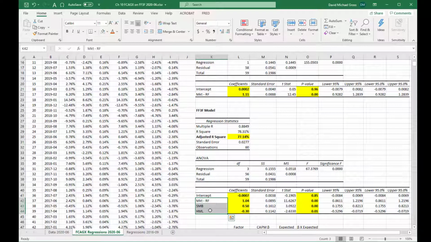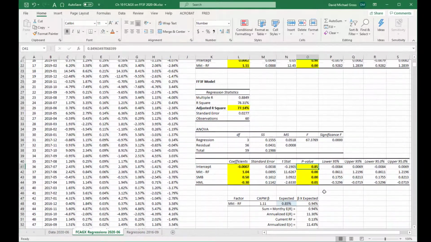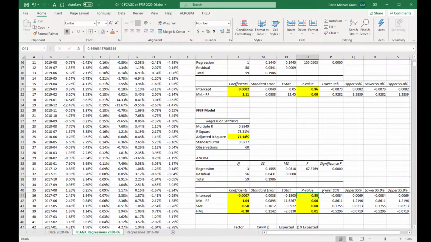And what I want to look at is the coefficients and the p-values. First, we can look at the intercept again, the alpha, and we can see that it is not statistically significantly different from 0. Because the p-value is so large, there's an 85% chance of observing this if it really is 0, so we can't reject the null.